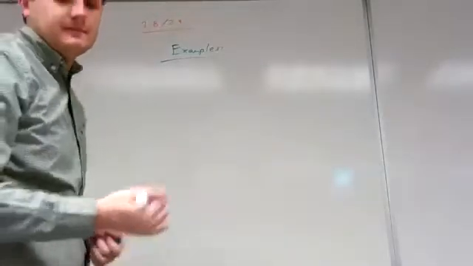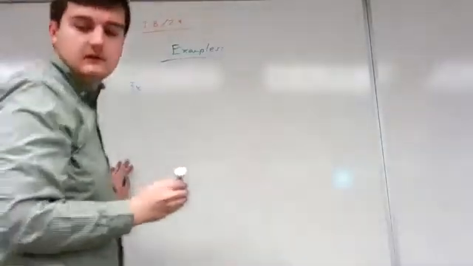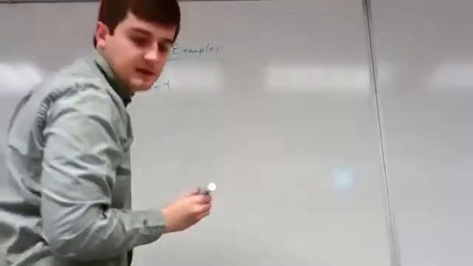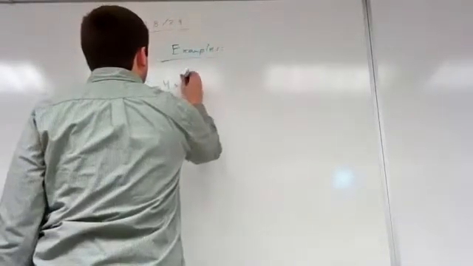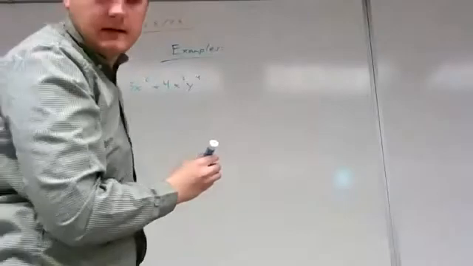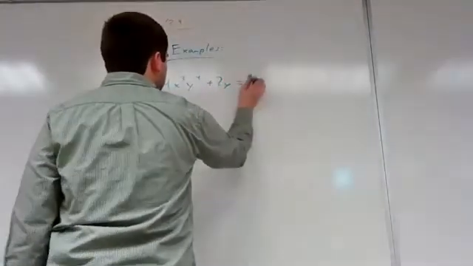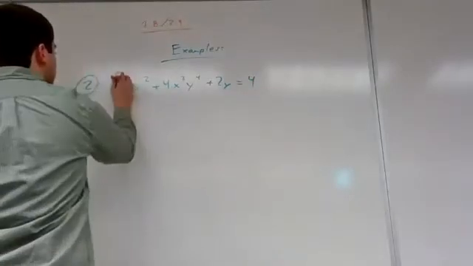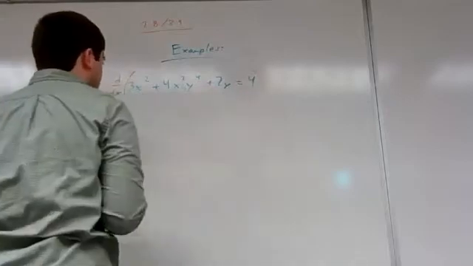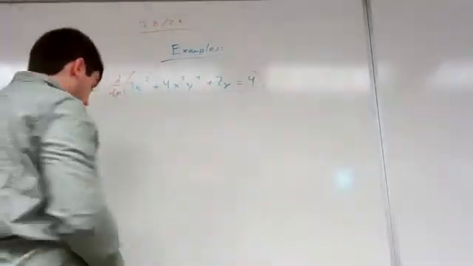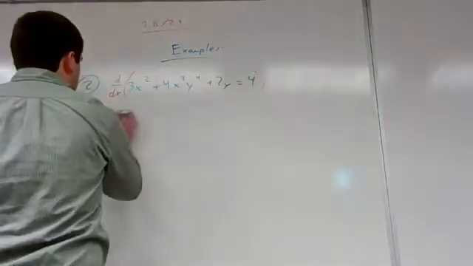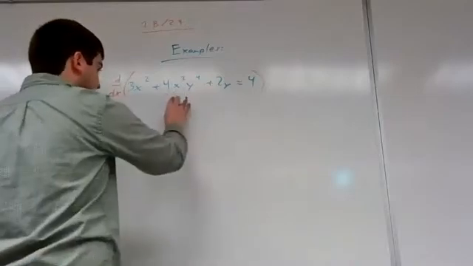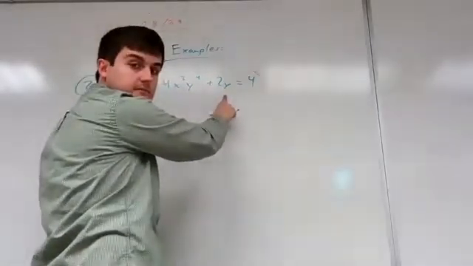So we have 3x squared plus 4 times x cubed y to the 4th plus 2y is equal to 4. So this is example number 2. Okay, so again, we want to take the derivative of everything here, right? So what's the derivative of 3x squared? Well, that's going to be 6x. What's the derivative of, okay, let's go back to this term. What's the derivative of 2y going to be?